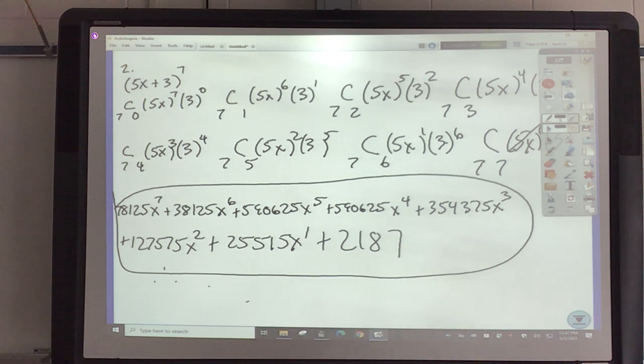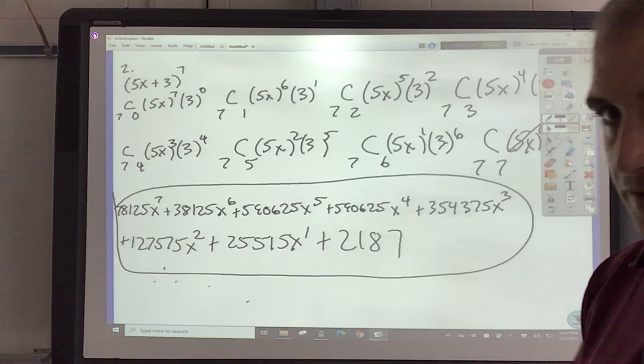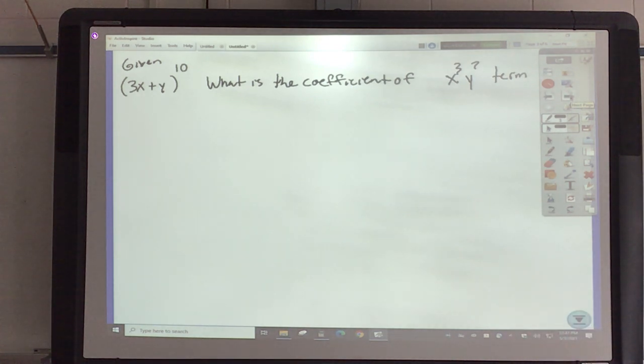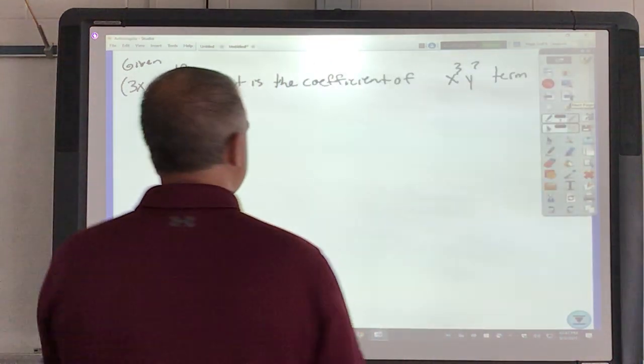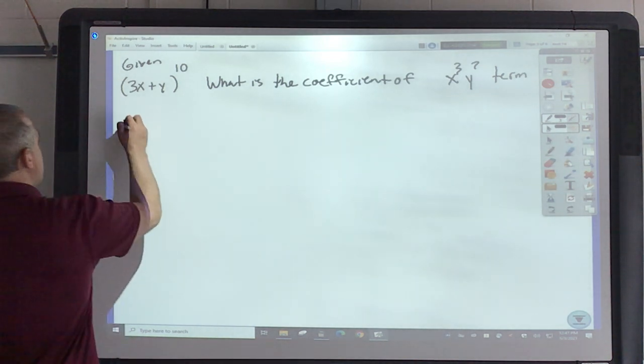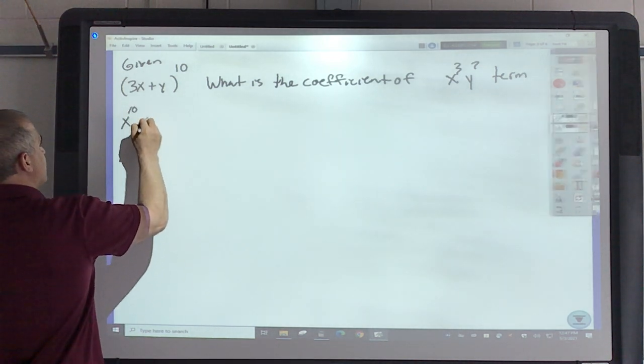So there's some practice. You can use Pascal if you wanted to use that, but that's the combination. So, all right, what is the coefficient of the x cubed y 7th term? Okay, now you don't have to do all the stuff. Okay, so watch. I know the first one's going to be x10 y0.